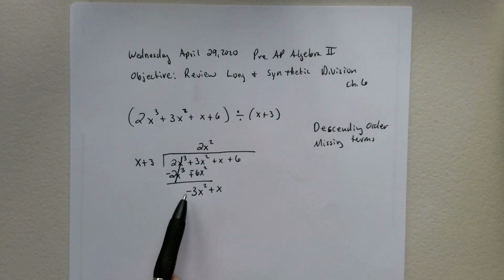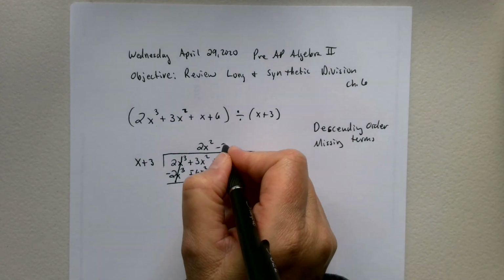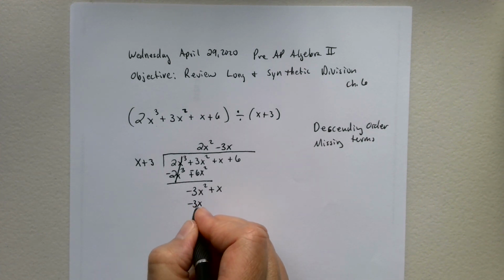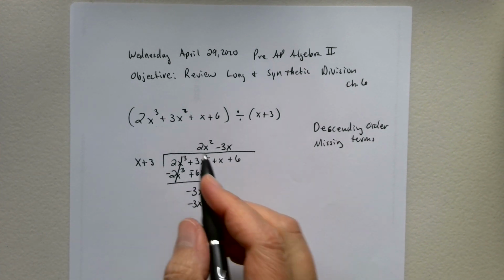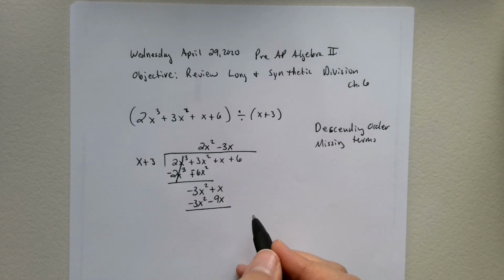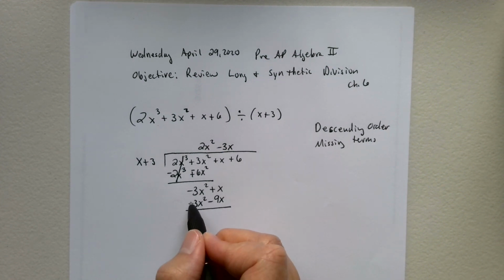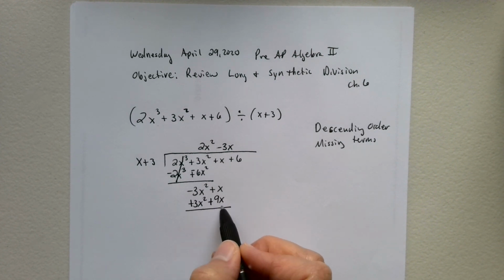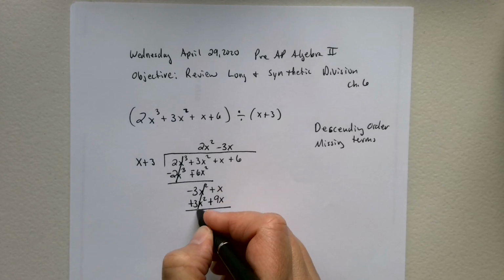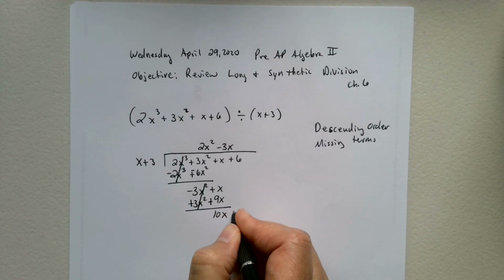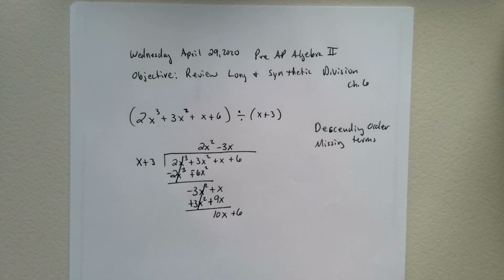So to get an x to be a negative 3x squared, we need to multiply by negative 3x. So negative 3x times x is negative 3x squared. Negative 3x times 3 is negative 9x. So we're going to change our signs. We're subtracting. When you subtract a negative, it turns to positive, and you are subtracting both of these, so they both become positive. Those terms cancel out. x plus 9x is 10x, and we bring down the 6, and we repeat.